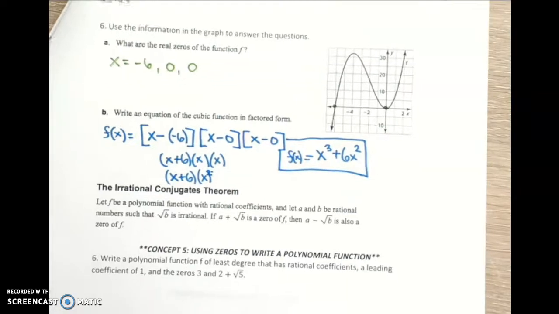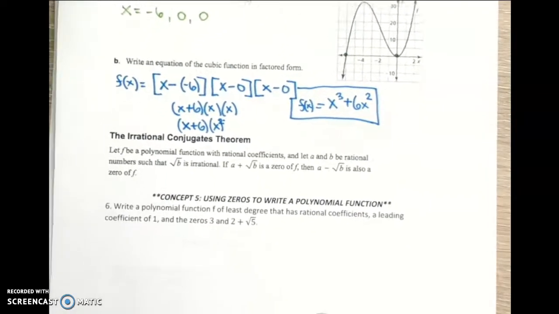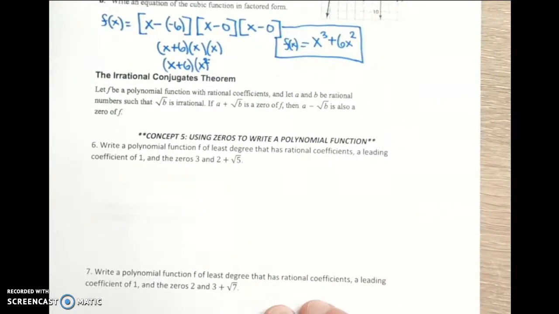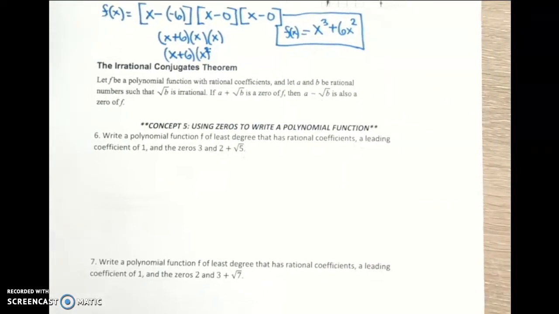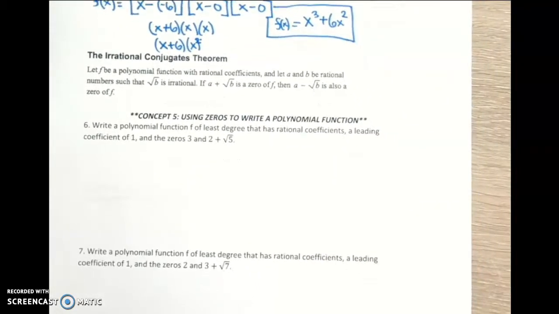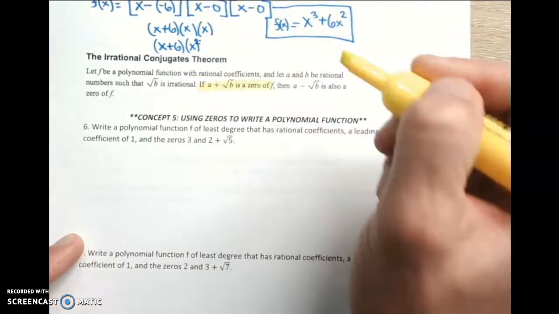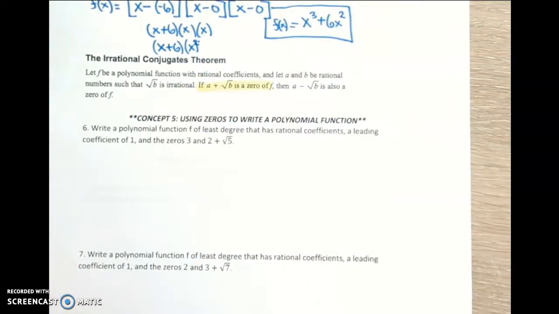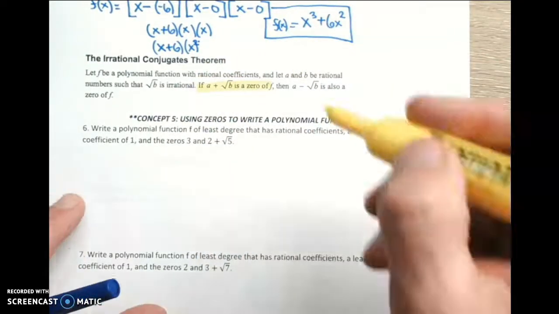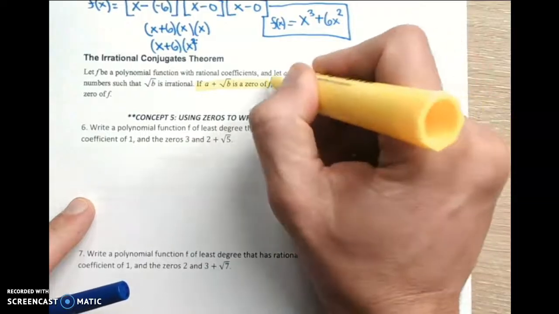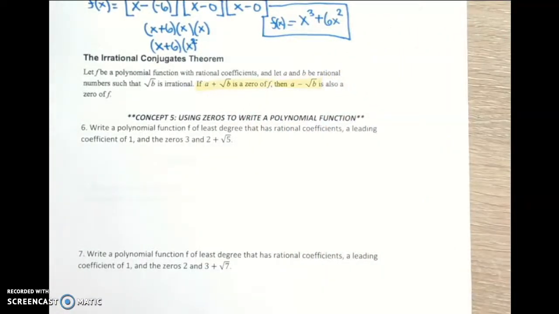Alright, so what we're going to use is this kind of method to do the irrational conjugate theorem. And this is the same idea. So in this case, if you have something like a plus the square root of b equals 0, then we have to add a minus the square root of b equals 0. Okay, so that's what's going on here.